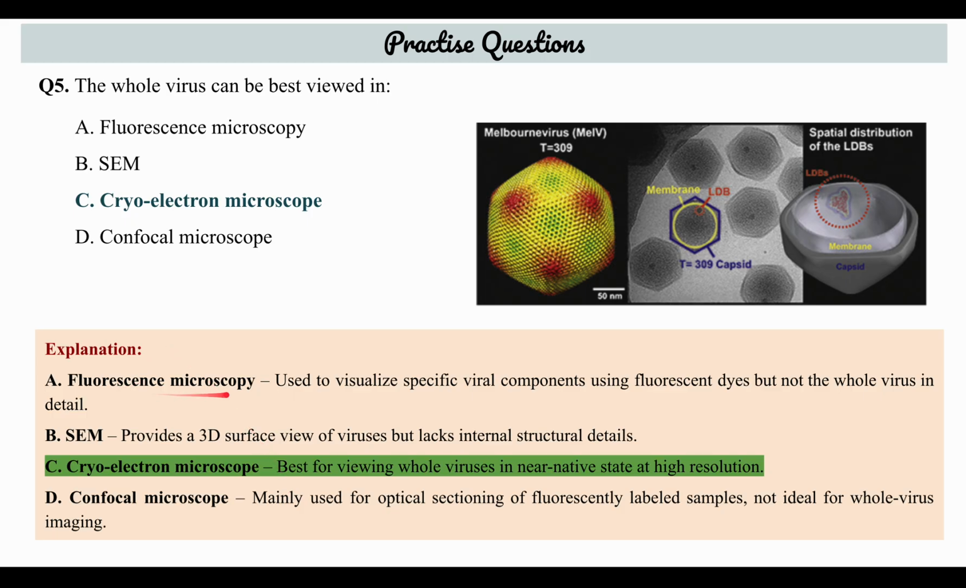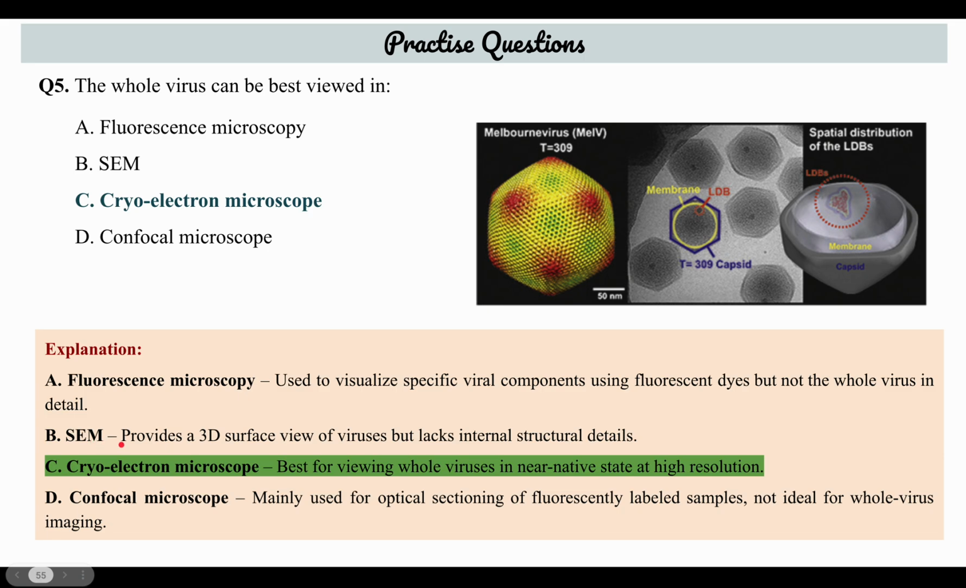So the first option was fluorescence microscopy. It is used to visualize specific viral components using fluorescent dyes, but not the whole virus in detail. So it is quite obvious that fluorescence microscopy cannot allow us to visualize the whole virus. We can view some of its components. Then if we talk about scanning electron microscope, you might feel confused about why we are not using SEM. It provides a 3D surface view of viruses, but it lacks the internal structure details.